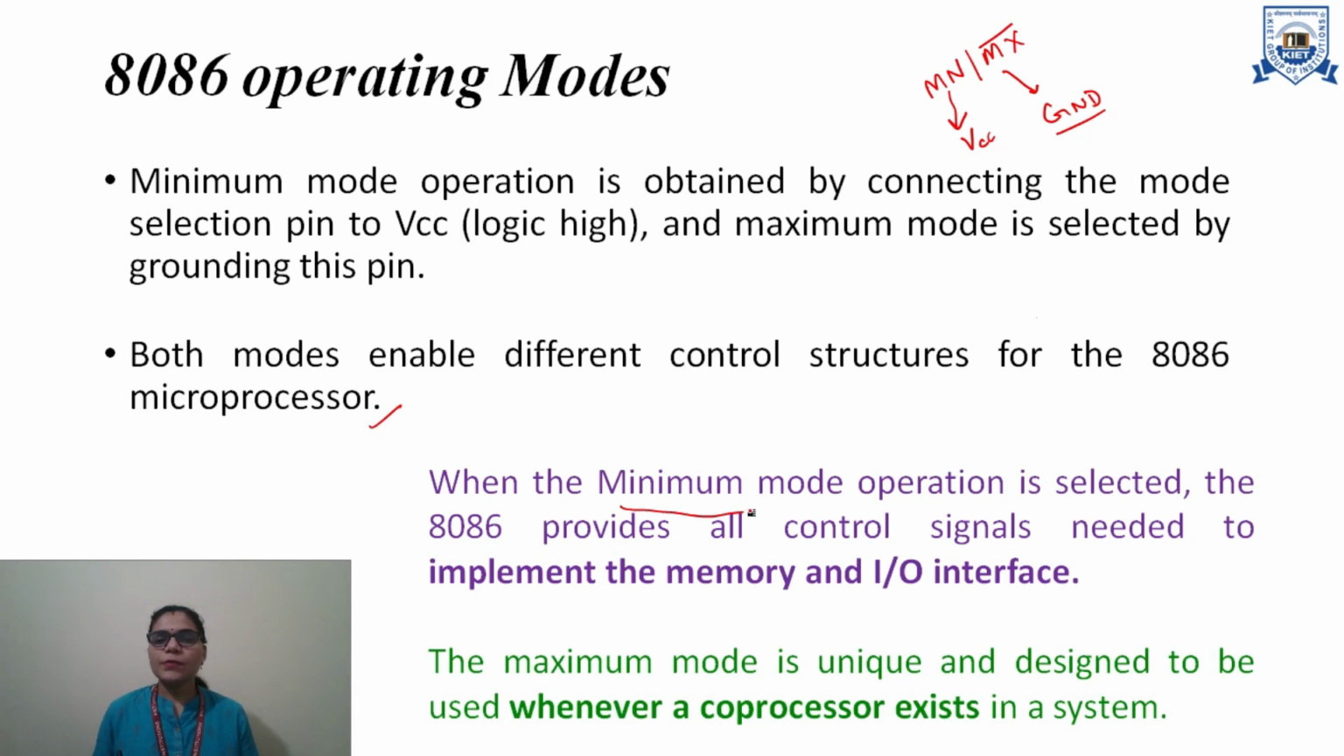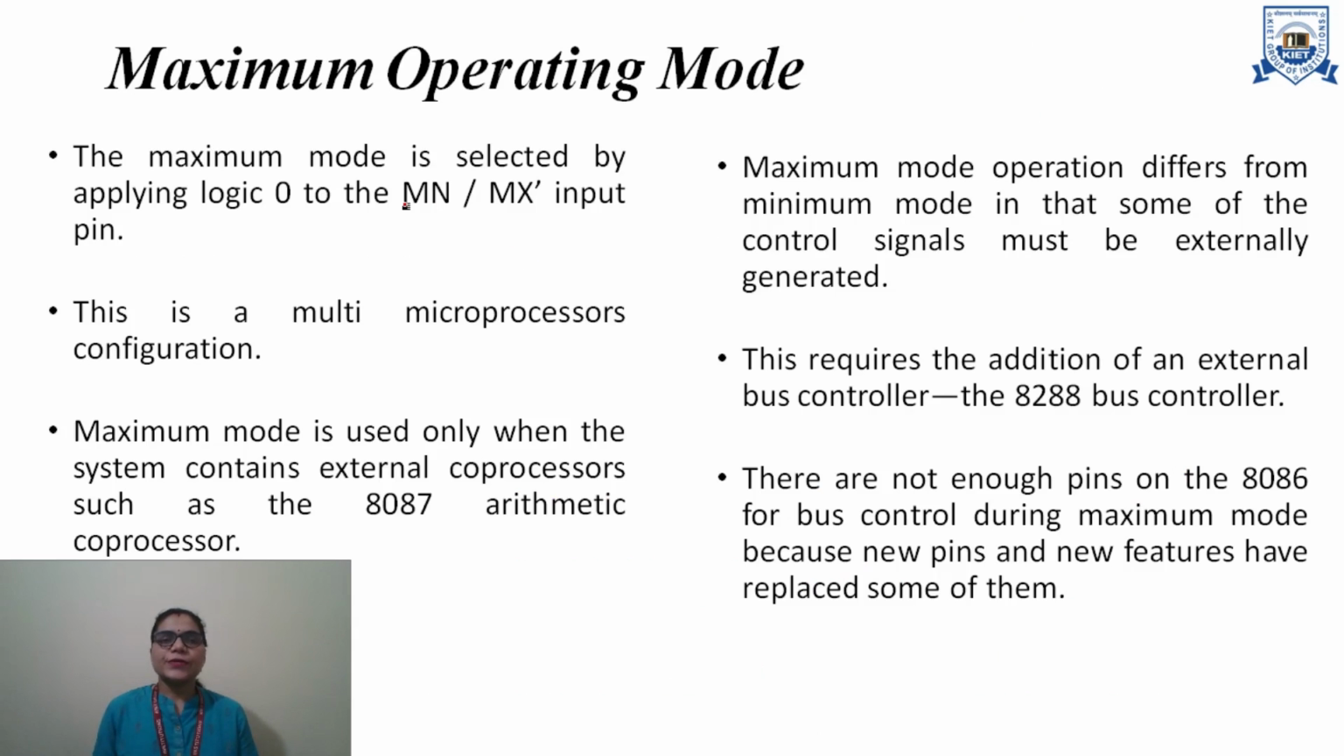When minimum mode is selected, the 8086 will provide all the control signals to implement memory and input-output operations. When maximum mode is selected, the 8086 microprocessor will work in a coprocessor environment. It will define the multiprocessor configuration. So in this lecture, we will discuss the maximum operating mode.